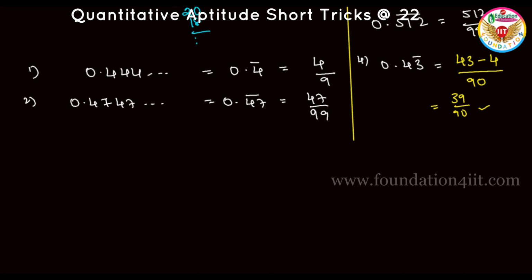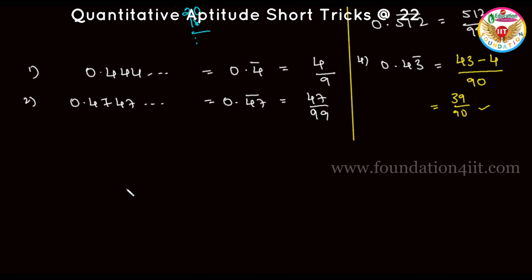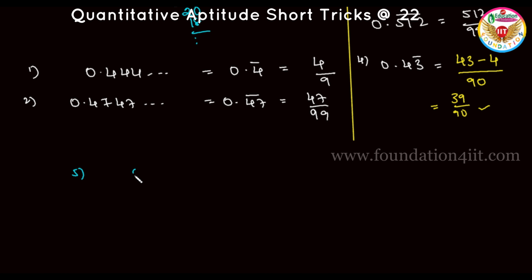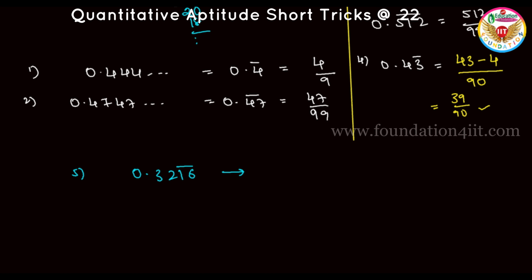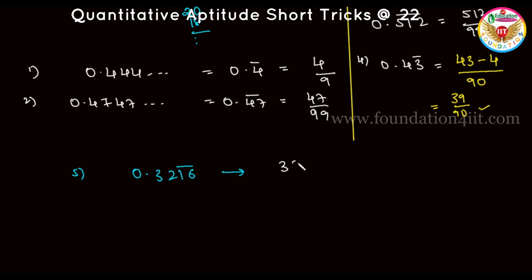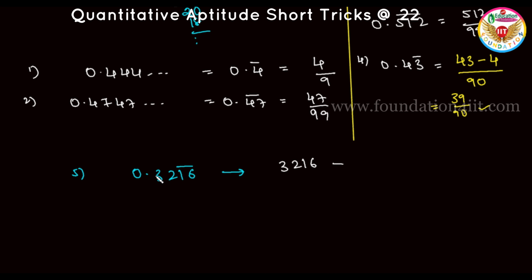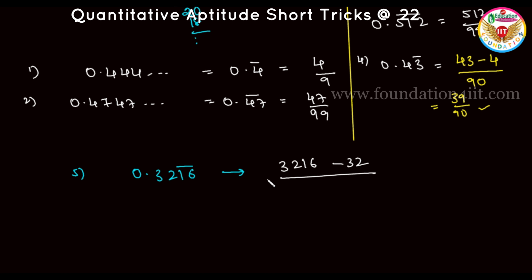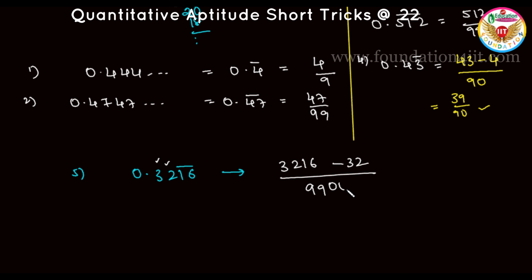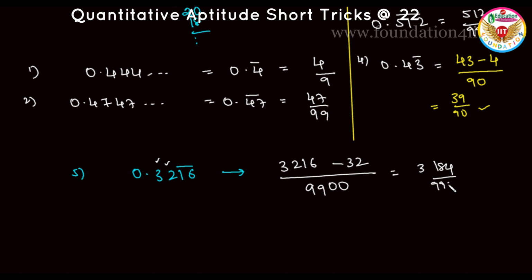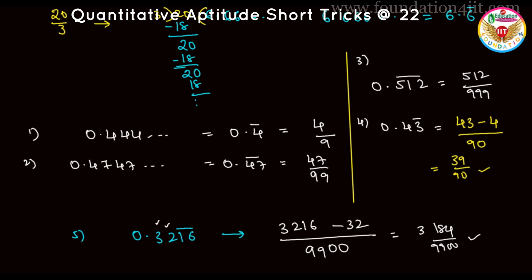And let me show you a few more examples. It will be clear for you. Okay, for example, question 5, 0.3216. So the bar is only on 16. So this means 3216 minus which is not repeating, that is 32. Subtract that, divided by how many digits are repeating? 2, no? Only 1 and 6. So 2 nines, and which are not repeating, these 2, so 2 zeros. You'll get the answer. 3184 divided by 9900 is the answer for this. Okay. Same pattern you can apply to any question.